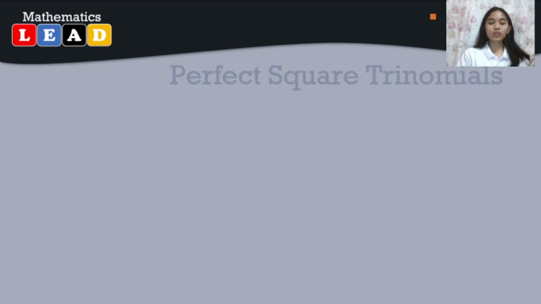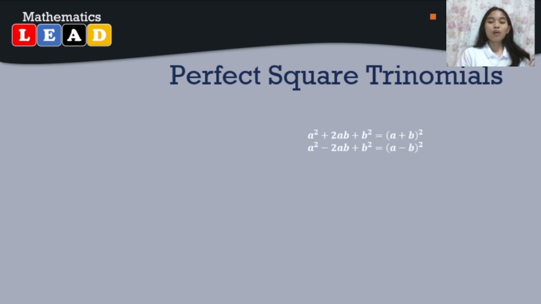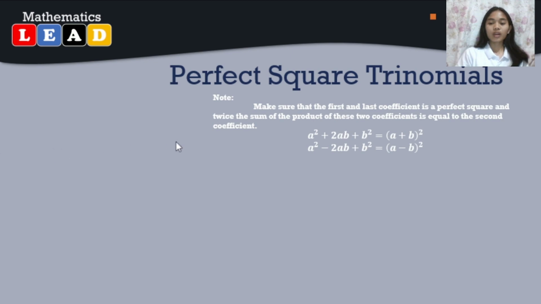For our next topic, which is perfect square trinomials. A perfect square trinomial is a trinomial that can be written as the square of a binomial. For a perfect square equation with the operator of addition, we will use this one, which is the quantity of a plus b squared, while with the operator of subtraction, we will use the quantity of a minus b raised to 2. We need to make sure that the first and last coefficients are perfect squares, and twice the product of these two is equal to the second coefficient.